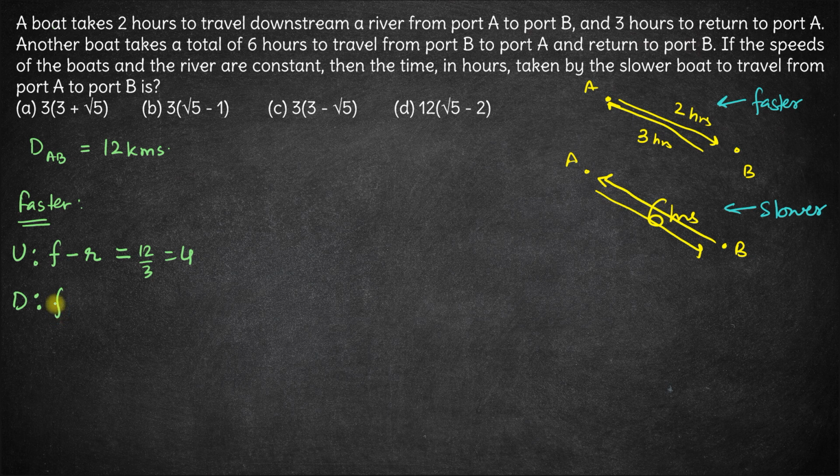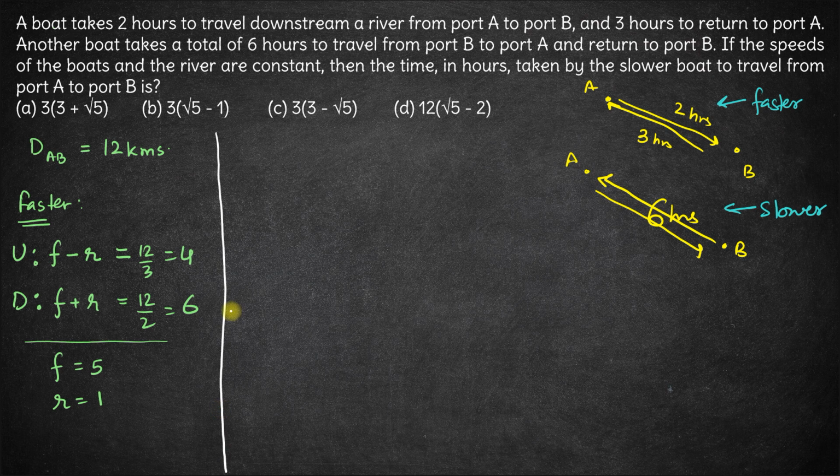Similarly, downstream speed will be F plus R, this we already know, and this downstream distance of 12 kilometers is covered in just 2 hours. So downstream speed will be 12 by 2, 6. So solving these two, F comes out to be 5 and R comes out to be 1. So speed of faster boat is 5 and speed of the river is 1 over here. Okay.